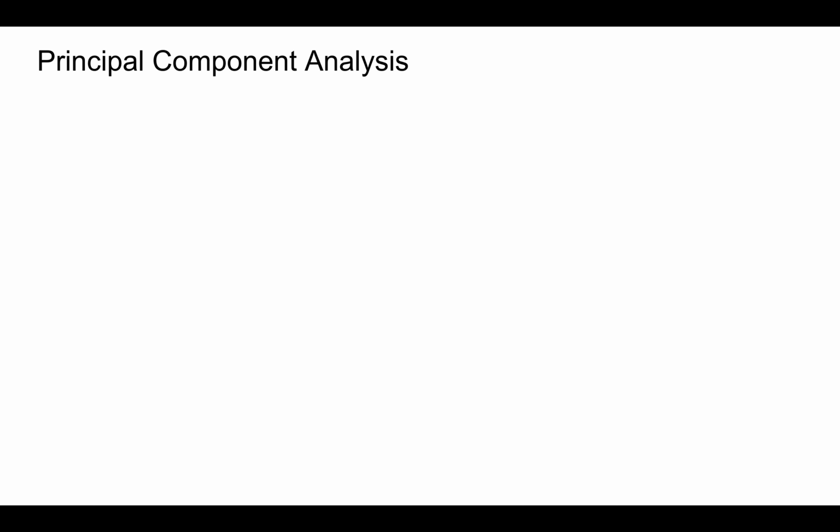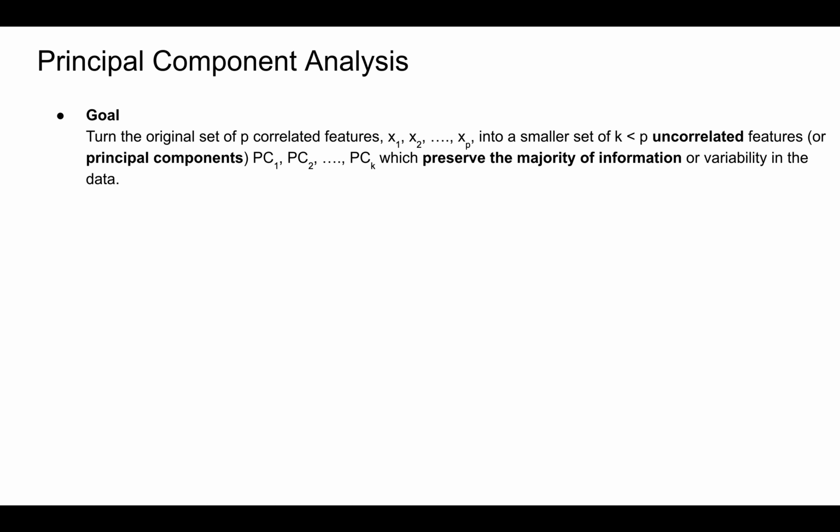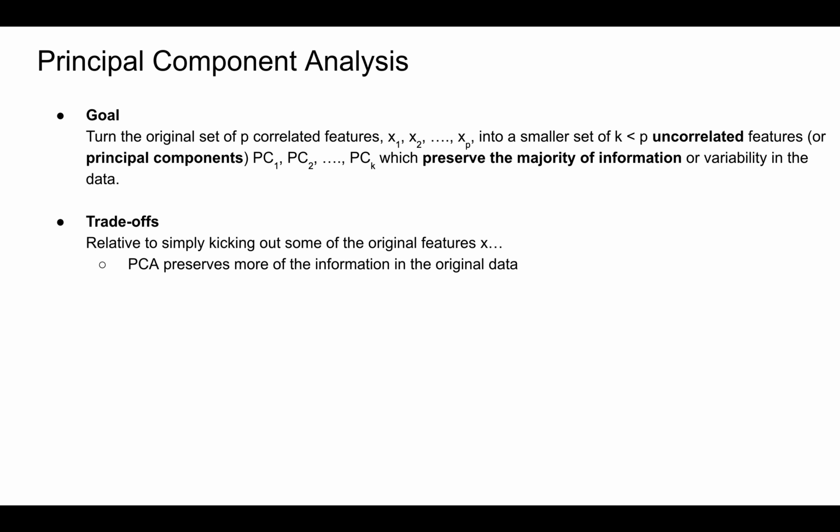To wrap things up, recall that the goal of a principal component analysis is to turn the original set of P correlated features into a smaller set of K uncorrelated features, what we call principal components. Further, these principal components preserve the majority of information or variability in the dataset. Of course, there are some trade-offs to principal component analysis. Relative to this idea of simply kicking out some of the original features X, principal component analysis preserves more of the information in the original data. It's doing something more careful.